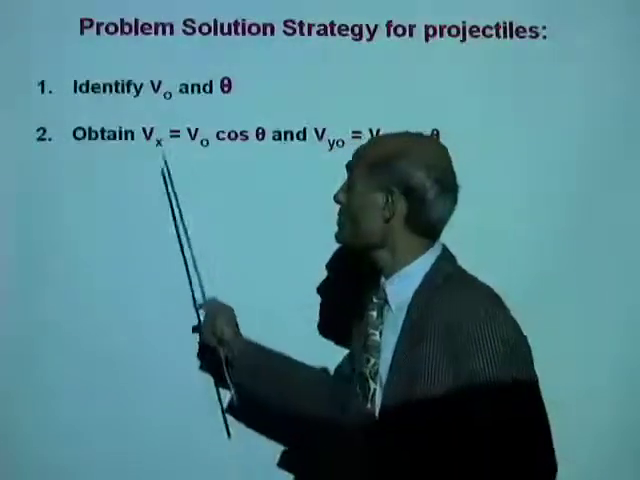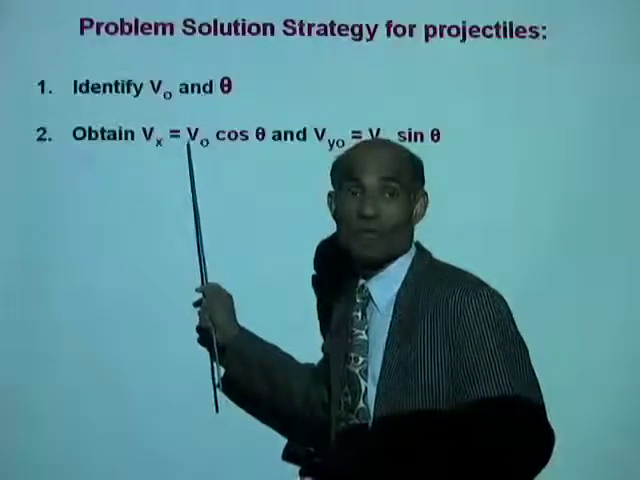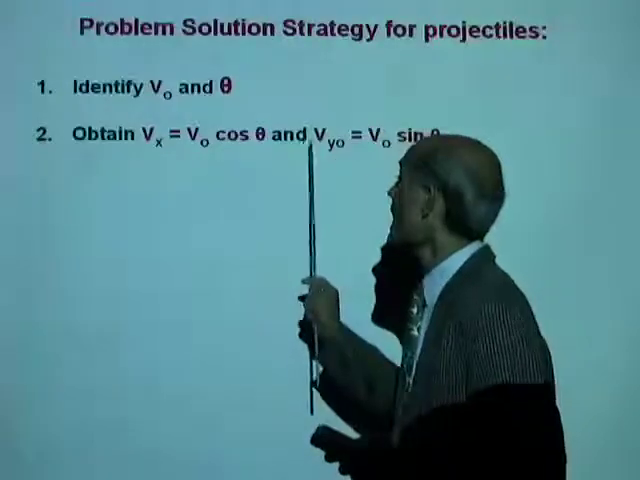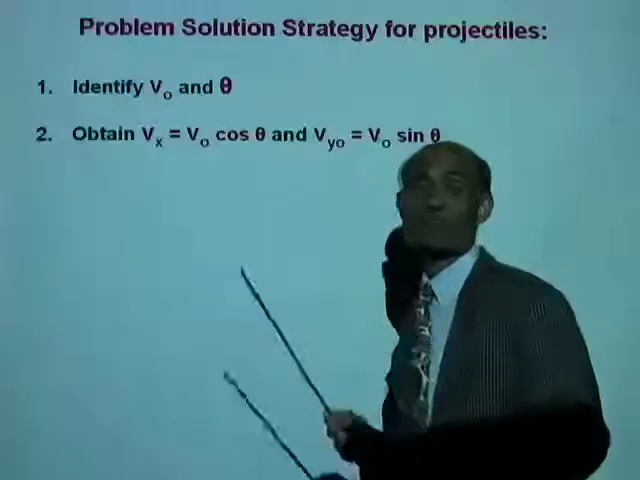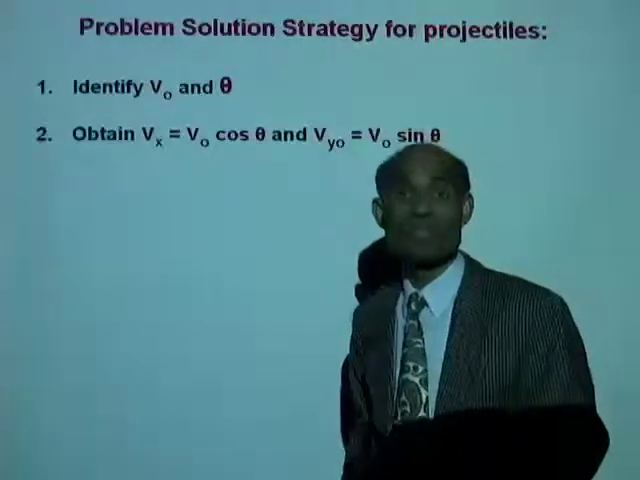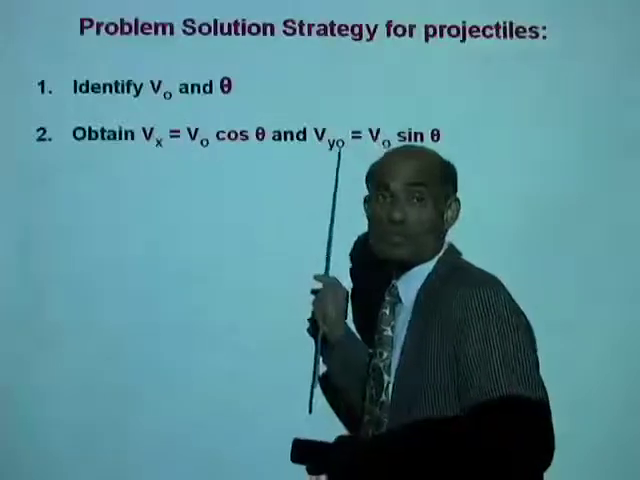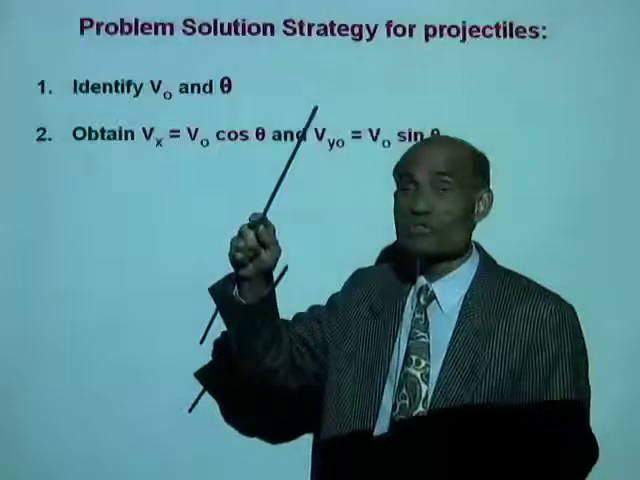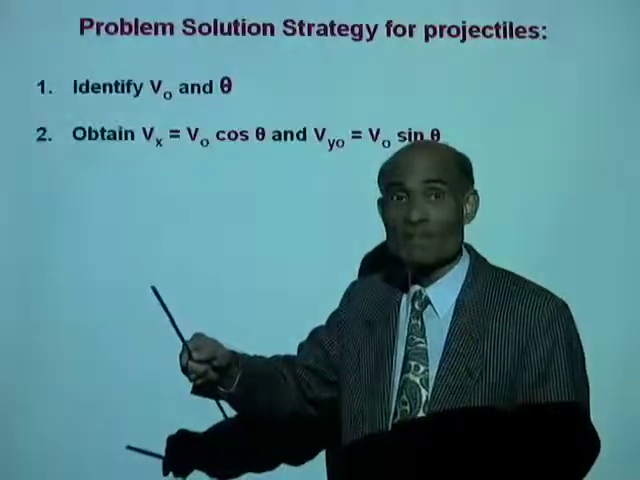The second thing to do is obtain the x component of the velocity, that is v0 cos theta, and the initial y component of the velocity, v0 sin theta. Now, the x component does not change. The y component of the velocity will decrease, reach zero at the top point, and then become negative.